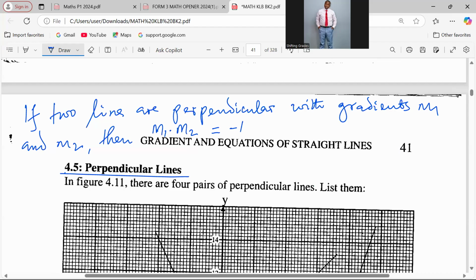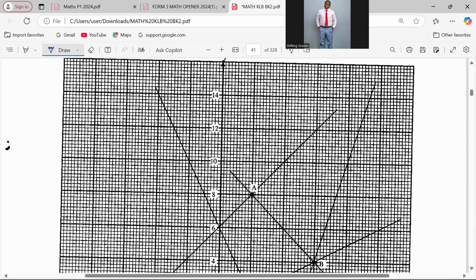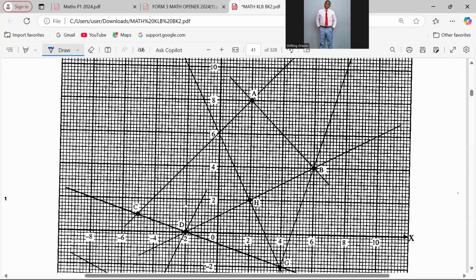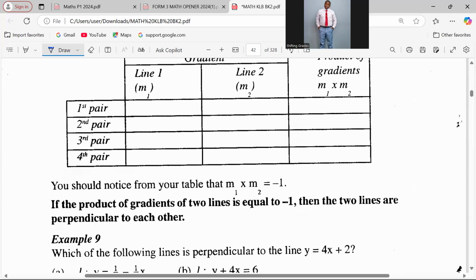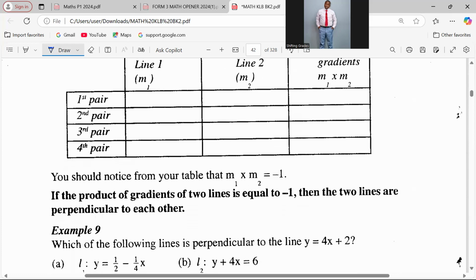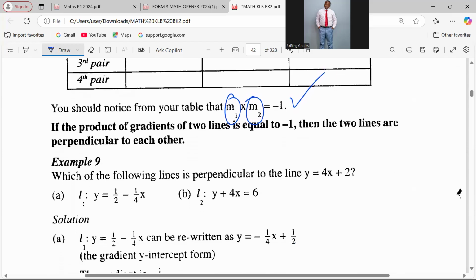With that language, you'll be able to determine equations for perpendicular lines, and you'll be able to work out several problems in this topic. Look at this. These are pairs of perpendicular lines. When you extract the gradients, you notice that gradient 1 times gradient 2, you're supposed to get -1. If the product of the 2 gradients equals -1, then the 2 lines are perpendicular to each other.